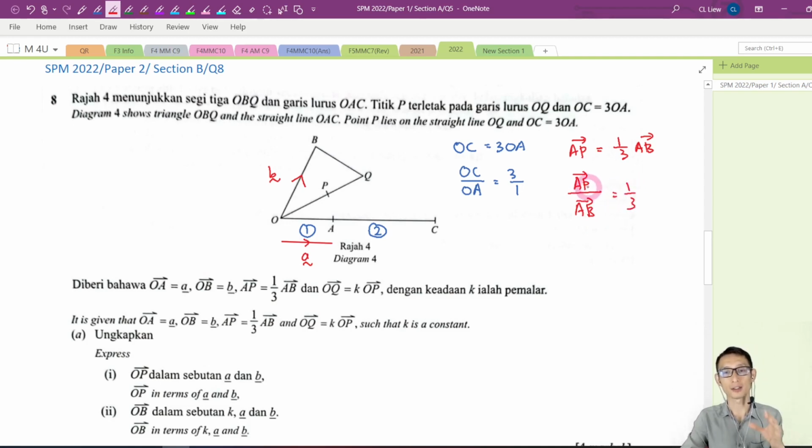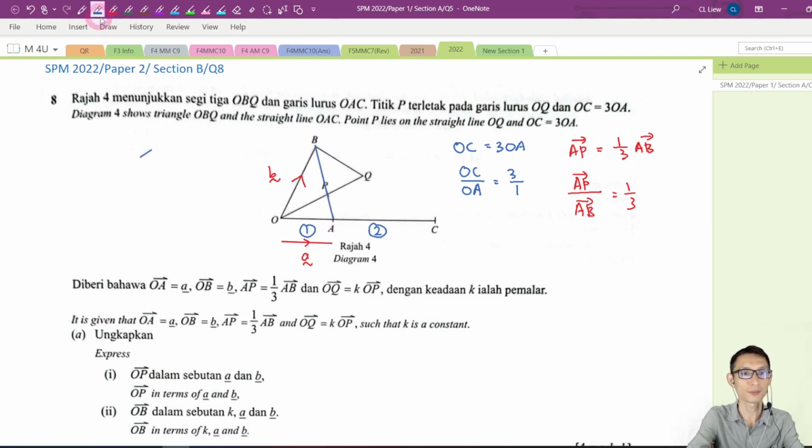So if you write the vector in the equation in this form, it's very easy for you to see the ratio. So AP is equal to 1. AP, let me draw a line over here first. Connect these three together. They are collinear. AP, 1 part.